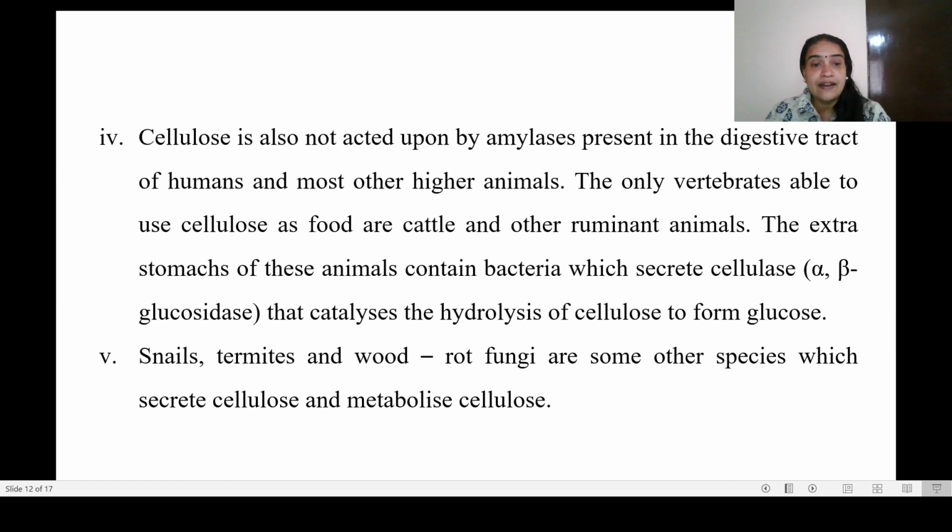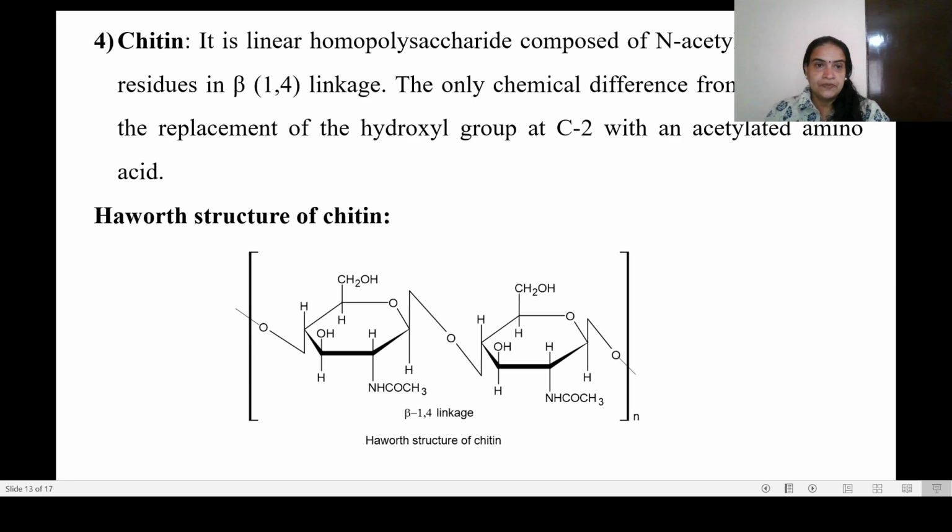The extra stomach of these animals contains bacteria which secrete cellulase. The cellulase enzyme can hydrolyze this beta-1,4-glycosidic linkage. Snails, termites and wood rot fungi are some other species which secrete cellulase and metabolize cellulose.